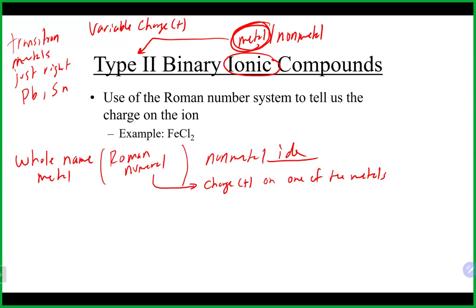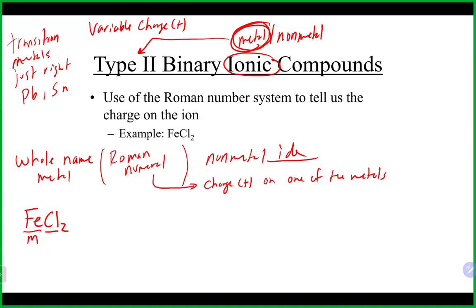So for example, if we look at this guy here that's in the example, FeCl2. Now, I'm going to still take the same approach that we've been talking about, which is I see iron, that's a metal.